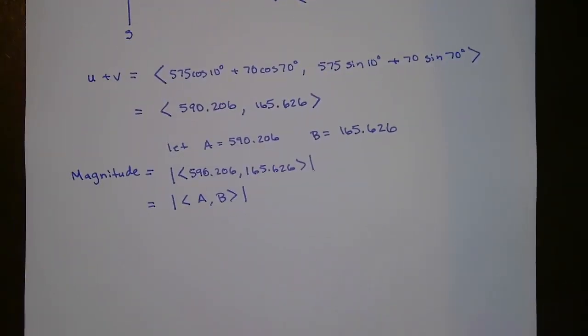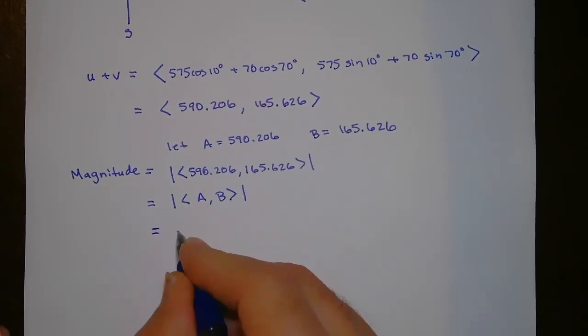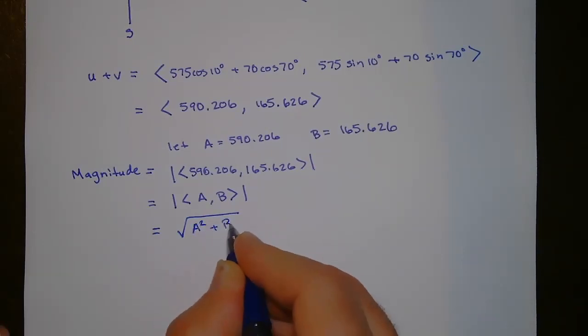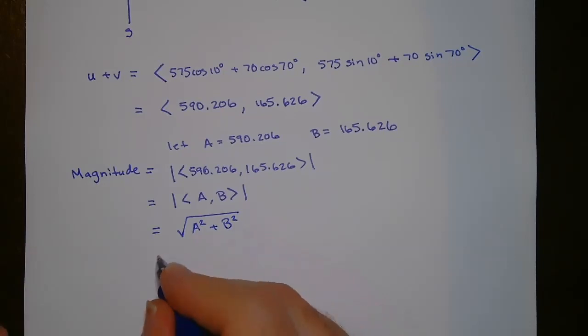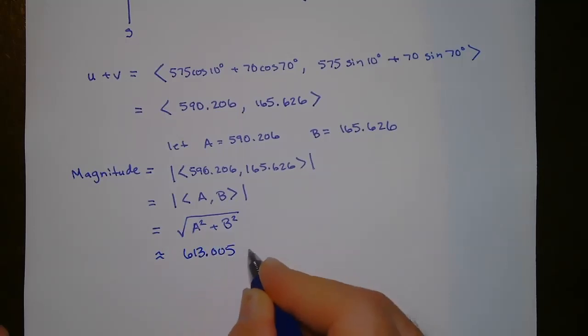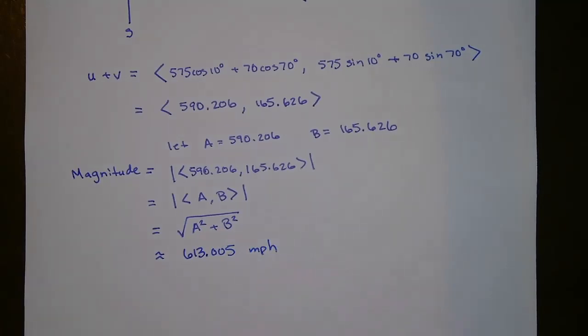The next thing we need to do is to take the square root of A squared plus B squared. If we put that into our calculator, we get an approximation of 613.005 miles per hour. Now it had a tailwind, and what a tailwind means is it's pushing it. So the plane was going 575 miles per hour, but the wind was pushing it. So actually on the ground, it looked like it was going 613.005 miles per hour.